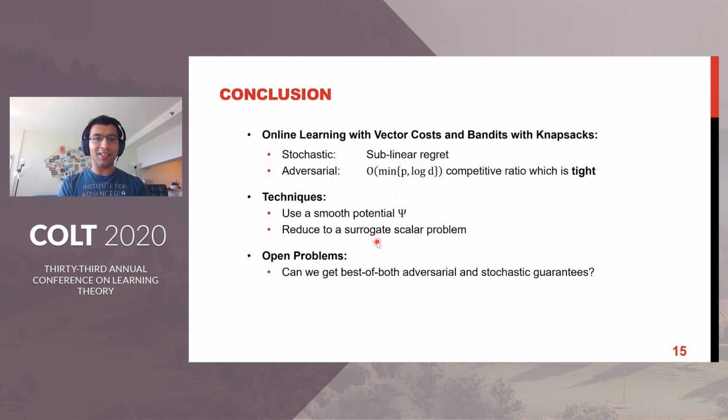To conclude, we obtain sublinear regrets in the stochastic setting and tight competitive ratios in the adversarial setting. One of the nice open questions is: can we achieve the best of both worlds using a single algorithm? Thank you.